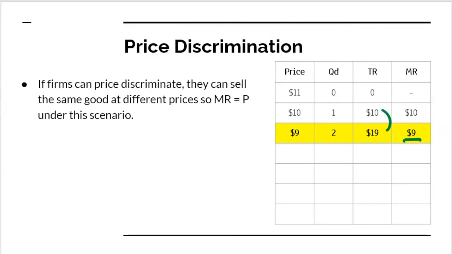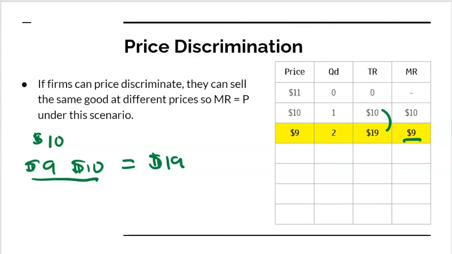Well, let's look at it this way. At $10, one person wanted to buy the good. At $9, two people want to buy it. However, if this firm can price discriminate, they can still sell that first product to the person that's willing to pay $10 for it. And then for that second product, they're going to charge that second person $9, because that was that consumer's max. And so at two products, their total revenue is $19. They're selling $19 worth of product, which makes our marginal revenue, the difference between 10 and 19, $9 here.